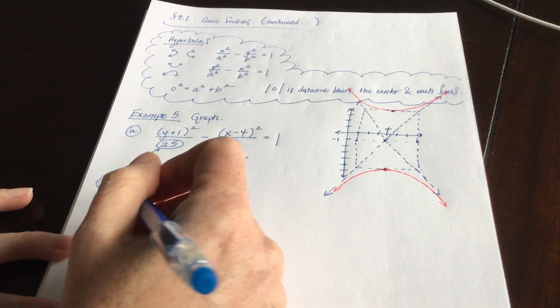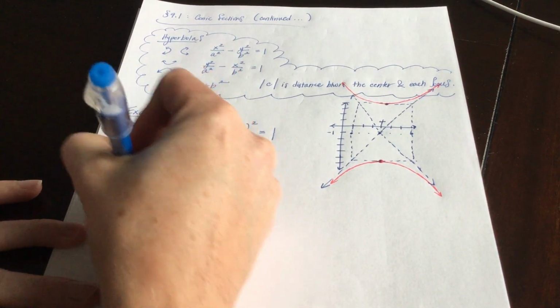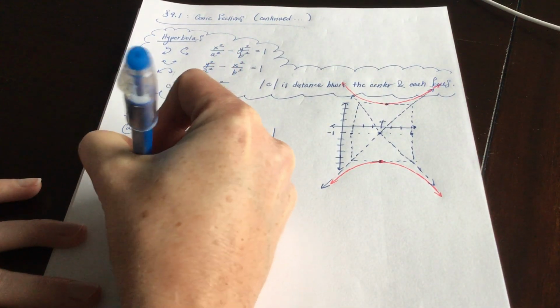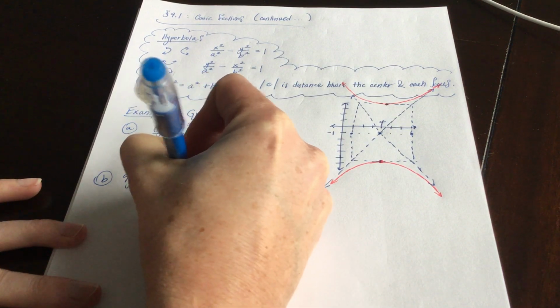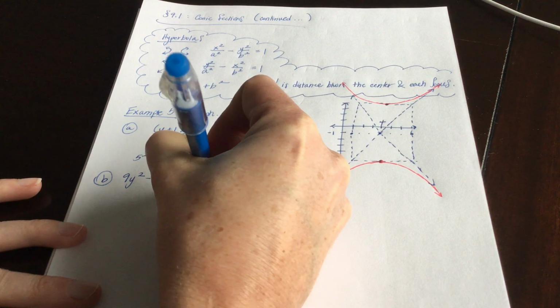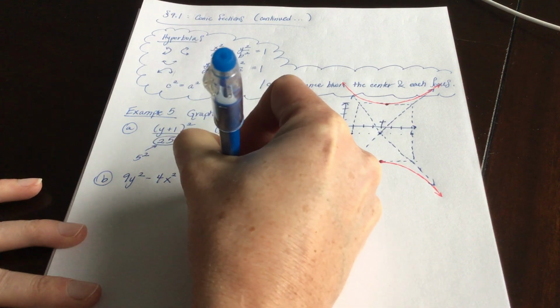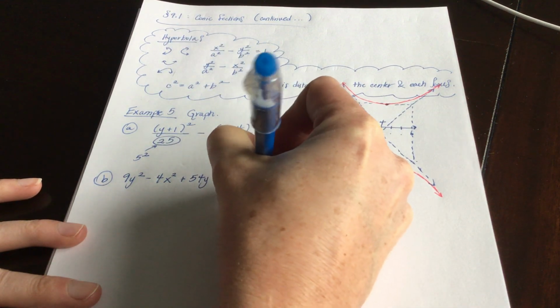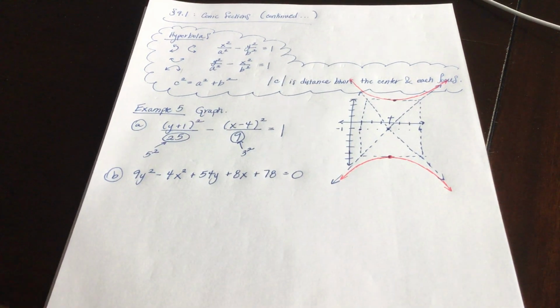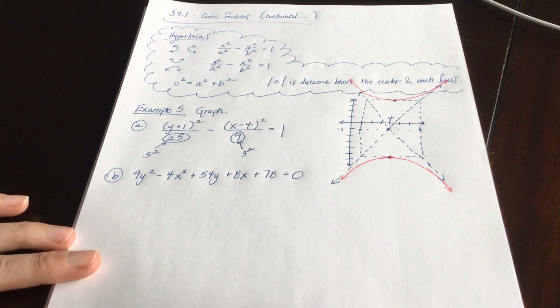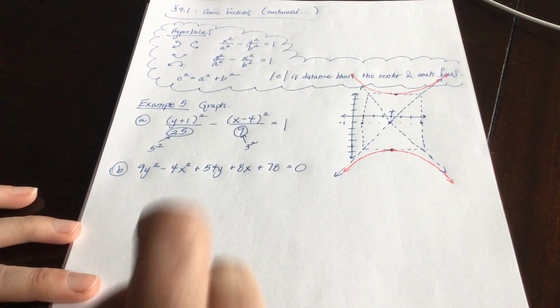So a little more challenging, part B. Give you one guess as to what I'm going to do to make this a little more challenging. 9y squared minus 4x squared plus 54y plus 8x plus 78 equals 0. All right. Again, pause the video, do what you can, check with me in a little bit.